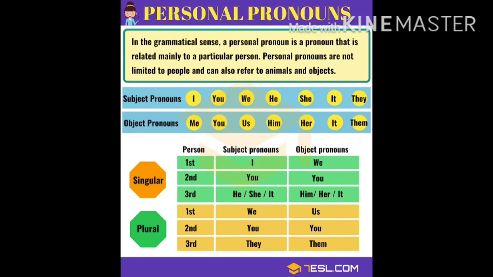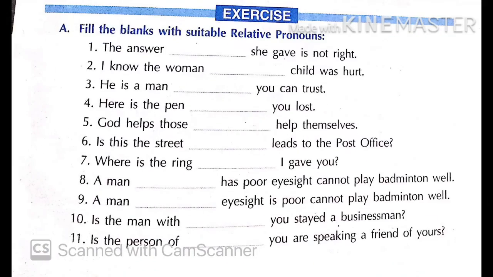So these are the three persons: first person pronoun, second person pronoun, third person pronoun. First person pronouns are I, we, me, us. The second person pronoun is you. And third person pronouns are he, she, it, they, him, her and them.